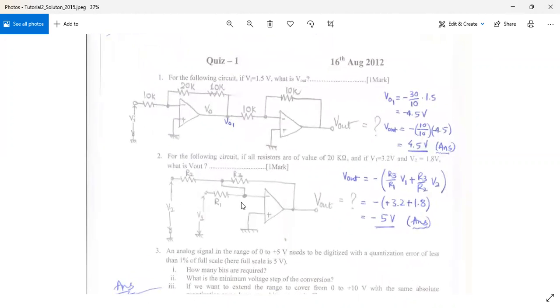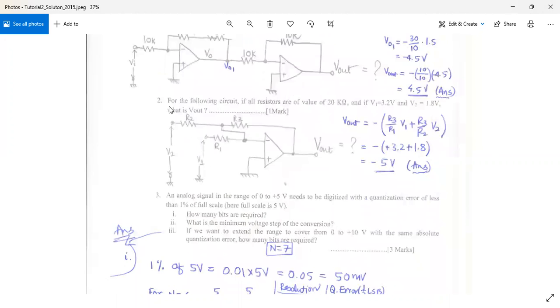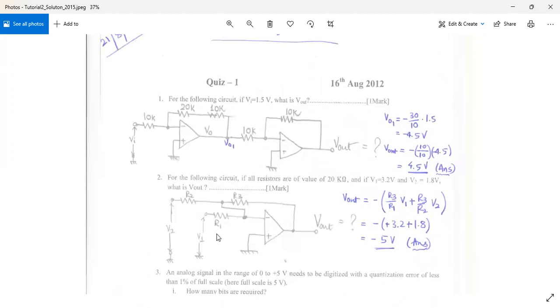Question number 2. Just before I move on to question number 2, does anyone have any queries regarding question number 1?